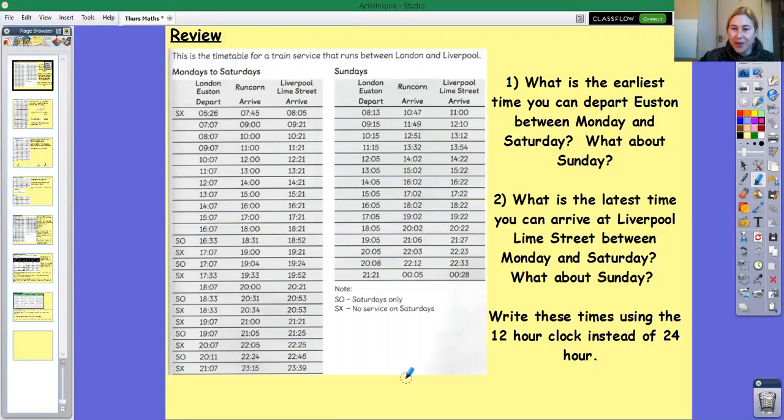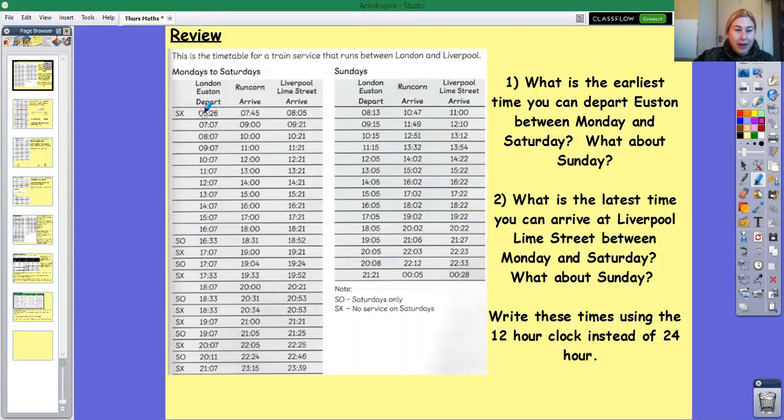Okay, so how did you get on? If it was me, I'd spend a moment looking at the timetable, so I can see that it's a timetable for a train service that runs between London and Liverpool. We've got a Monday to Saturday timetable, and a Sunday timetable, and there's a few notes at the bottom telling us when some of the trains run and when some of them don't run. We've got three tables again, so we've got the train departing London Euston, and then it arrives at a place called Runcorn. And then the train must carry on and go to another station called Liverpool Lime Street, because these are arrival times as well.